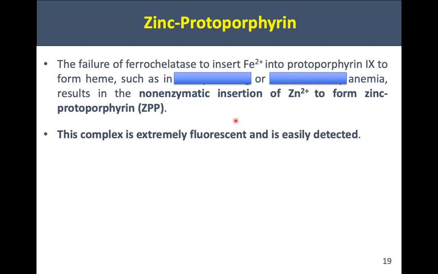Okay, so what are two scenarios in which the iron can't be incorporated into protoporphyrin 9? Or what are two scenarios that would lead to the formation of zinc-protoporphyrin that I just talked about? The answer is lead poisoning and iron deficiency, right? I can't incorporate the iron. Instead, what my body's going to do is incorporate zinc. It's going to lead to the formation of zinc-protoporphyrin. And they're just letting you know that this zinc-protoporphyrin is very easily detected.